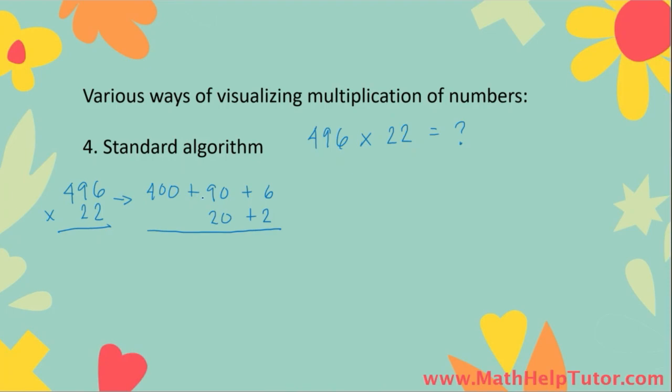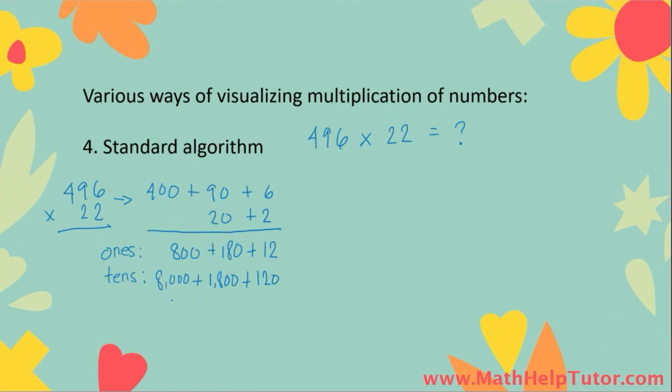Let's do the ones place first of the second number. So for the ones place, 6 times 2 is 12, 90 times 2 is 180, and 400 times 2 is 800. Now we're done with the ones place. Let's do the tens place. So let's have 6 times 20, which is 120, and then we do 90 times 20, which is 1,800, and then we do 400 times 20, which is 8,000.